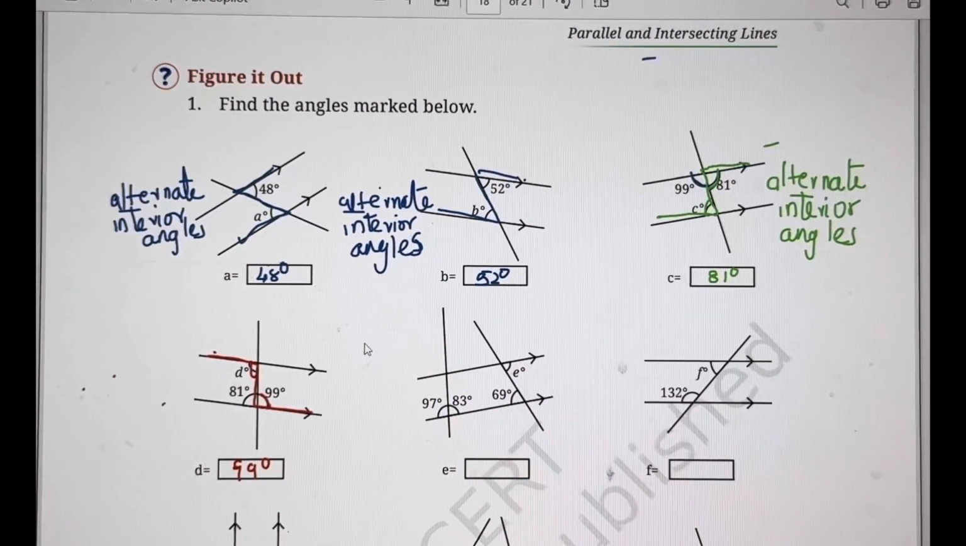Now question number E. In E they have asked E. There are many angles given over here, 97, 83. But we just see that these two lines are parallel. This is a transversal. You can see a Z formed over here. So E will be alternate to 69 degrees. So E is 69 degrees. Again, the reason for both is alternate interior angles.